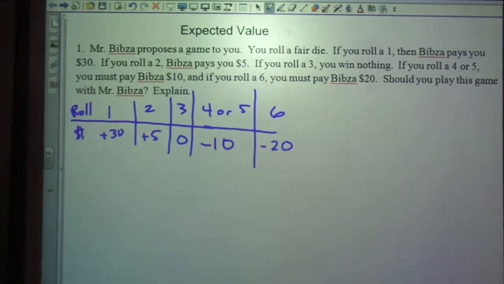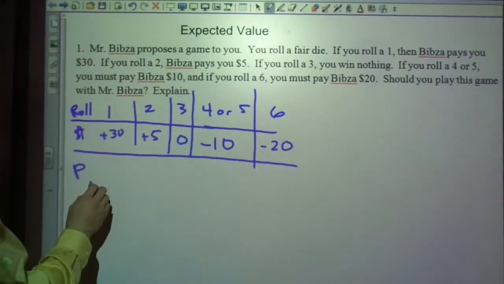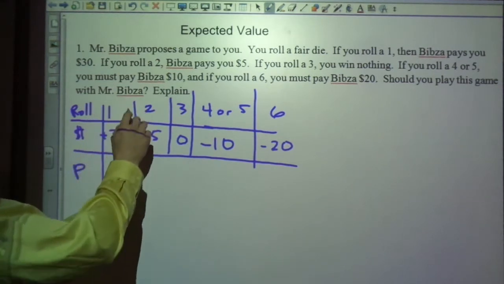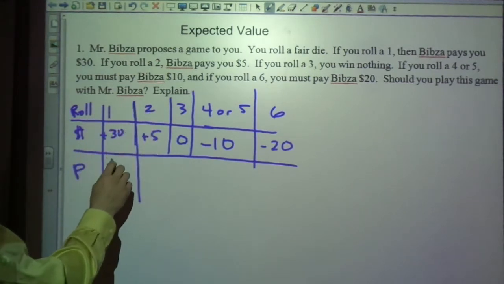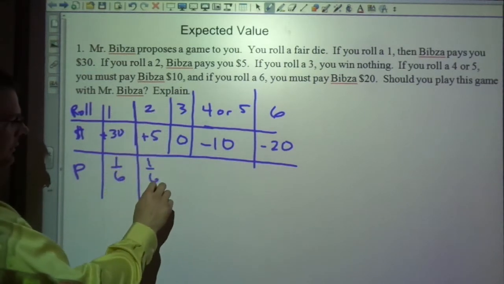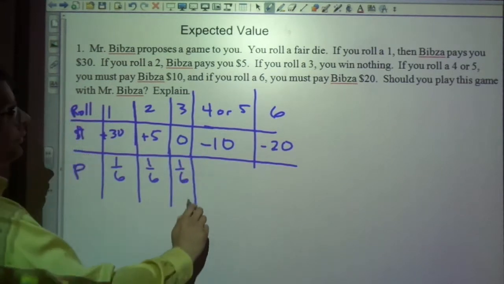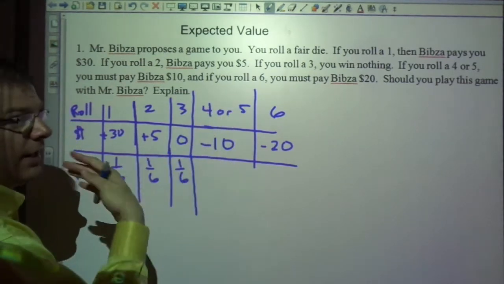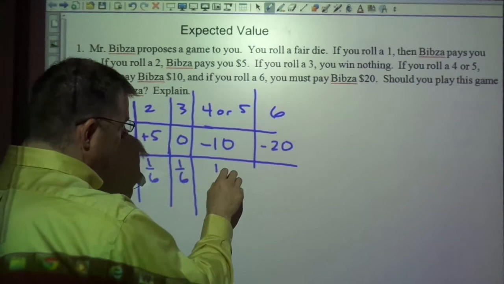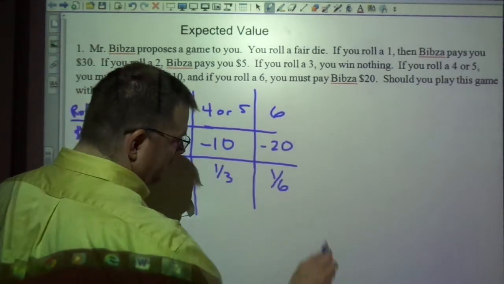Okay, the next thing we're going to need is probabilities of these things happening. Let's do probabilities here. What's the probability that we roll a 1? That is 1 out of 6. Probability that we roll a 2 is 1 out of 6. Probability we roll a 3 is 1 out of 6. Probability we roll a 4 or 5 though, that's 2 out of 6, or 1/3. Probability when we roll a 6 is again 1 out of 6.